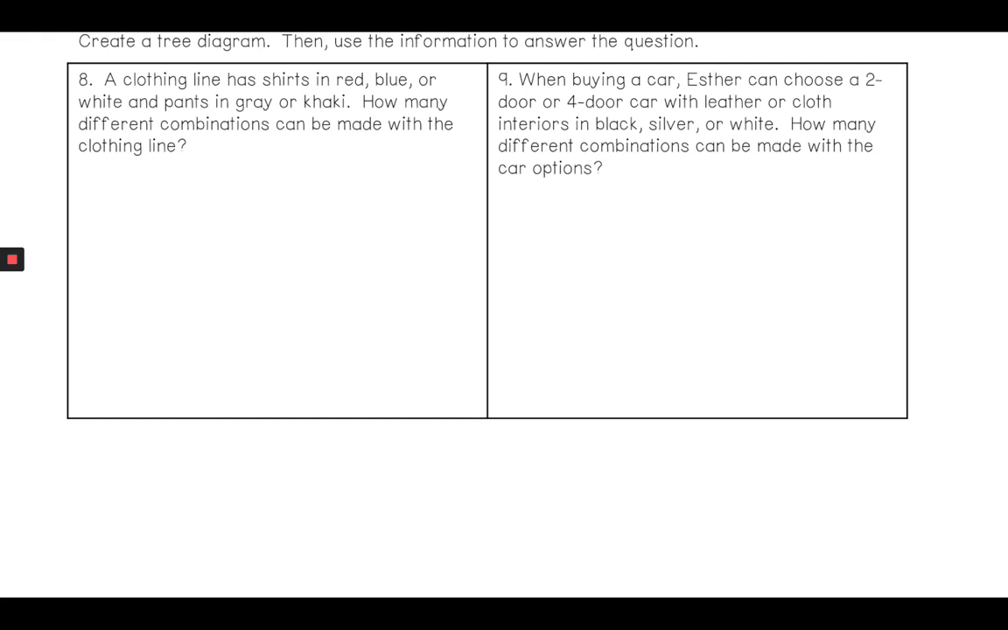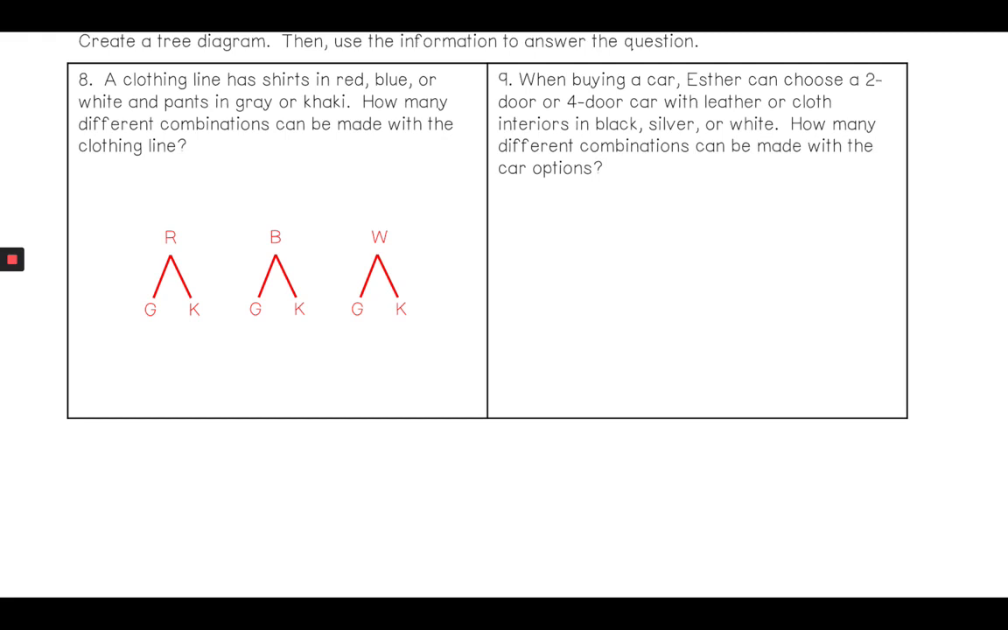So if I were to do this, I would start out by saying that we have a red shirt, which can be gray or khaki pants. We could have a blue shirt with gray or khaki pants, or we could have a white shirt with gray or khaki pants. So looking at those combinations there, the first choice, I'd have red, blue, or white.